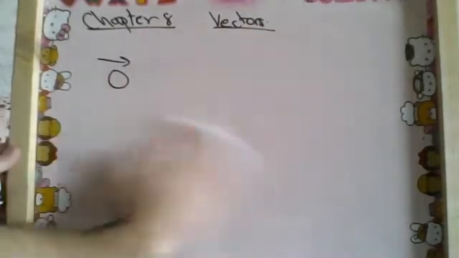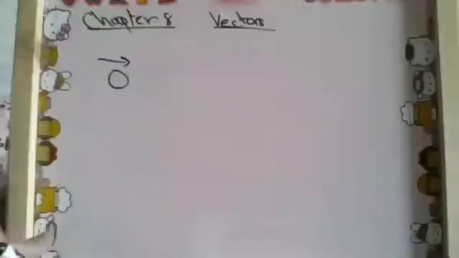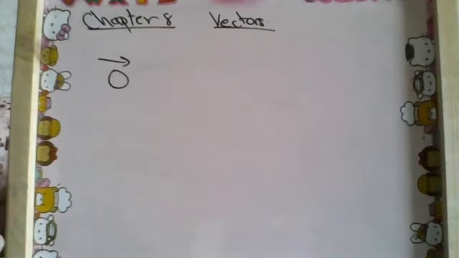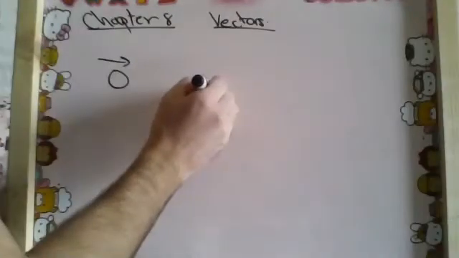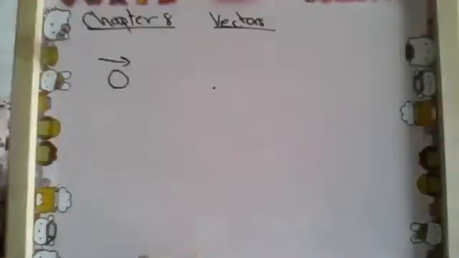Zero vector. What is a zero vector? It is a vector that has a magnitude equal to 0. The magnitude of this vector is equal to 0. And in fact, it is represented by a point. It has no magnitude.